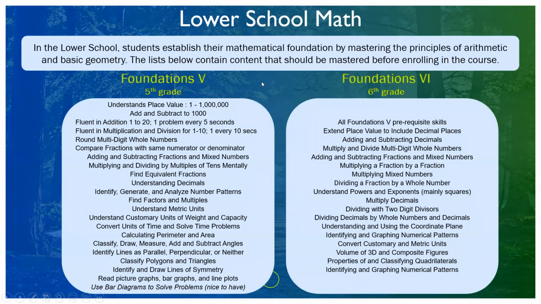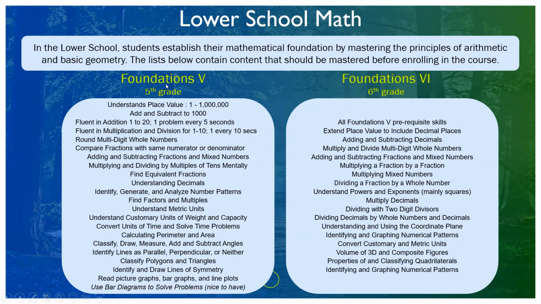So our lower school math starts at 5th grade. We call that Foundations 5. And then in 6th grade, Foundations 6. Those are the classes that represent the core of the foundation needed for future math courses. So those are our arithmetic courses. They're mastering the principles of arithmetic and basic geometry so that they are ready for algebra in the future.